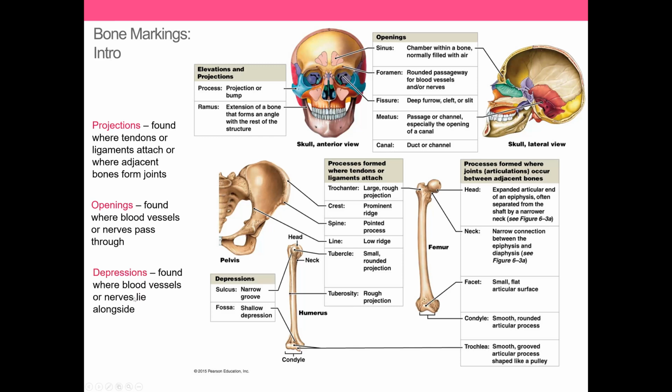And then depressions are found where blood vessels or nerves lie alongside a bone, and you'll see these called things like a sulcus or a fossa. So again, get familiar with this terminology. You're going to see a lot of this over and over again in chapters 7 and 8.